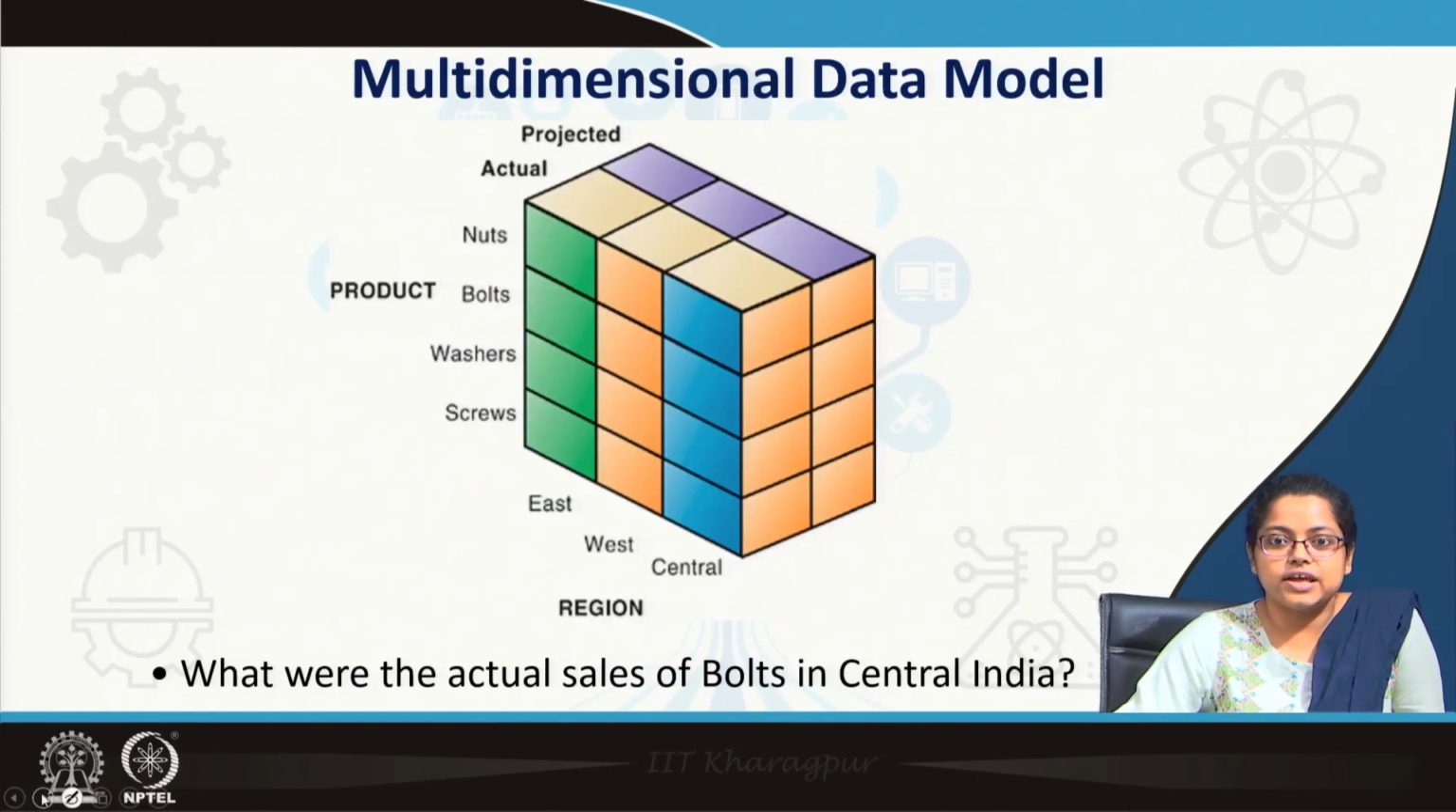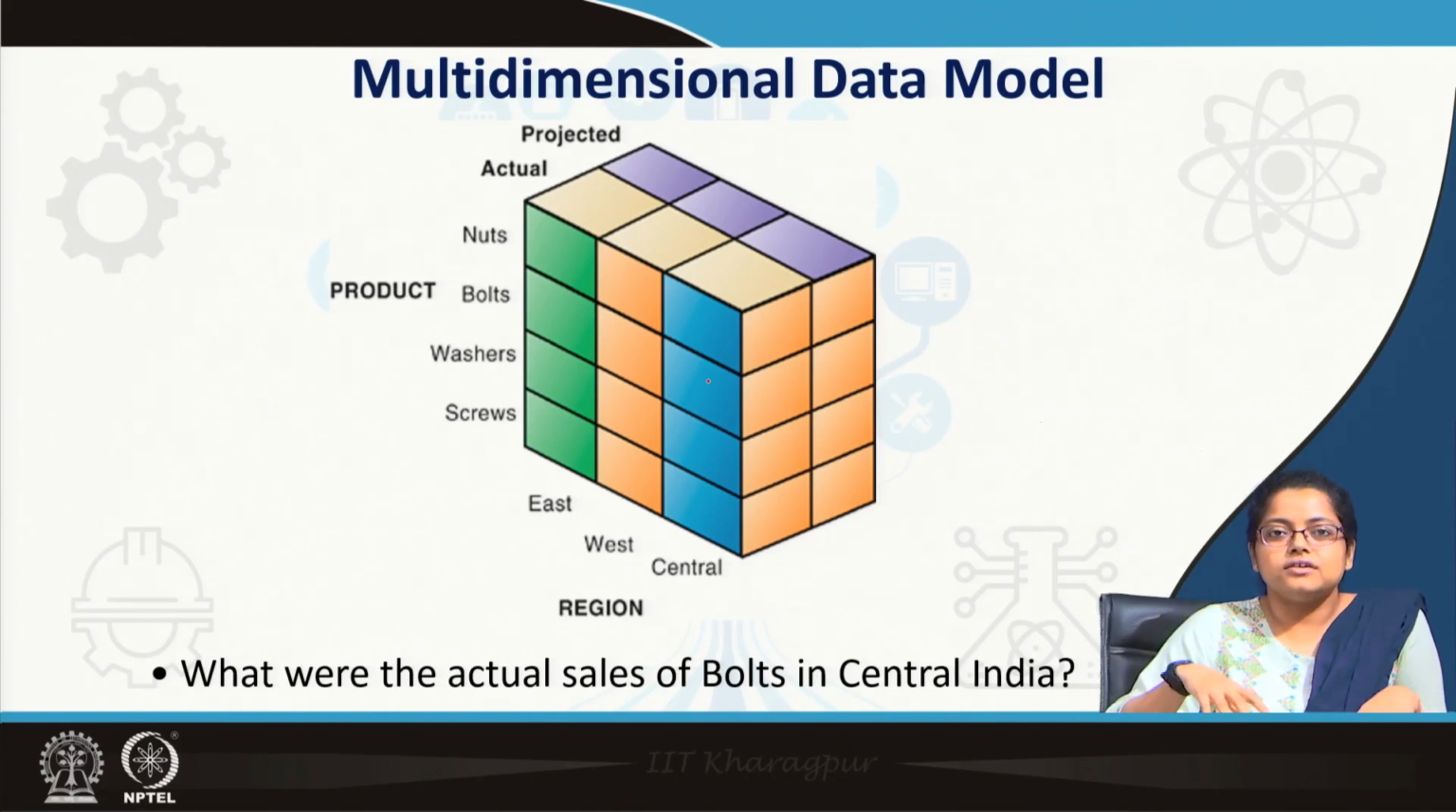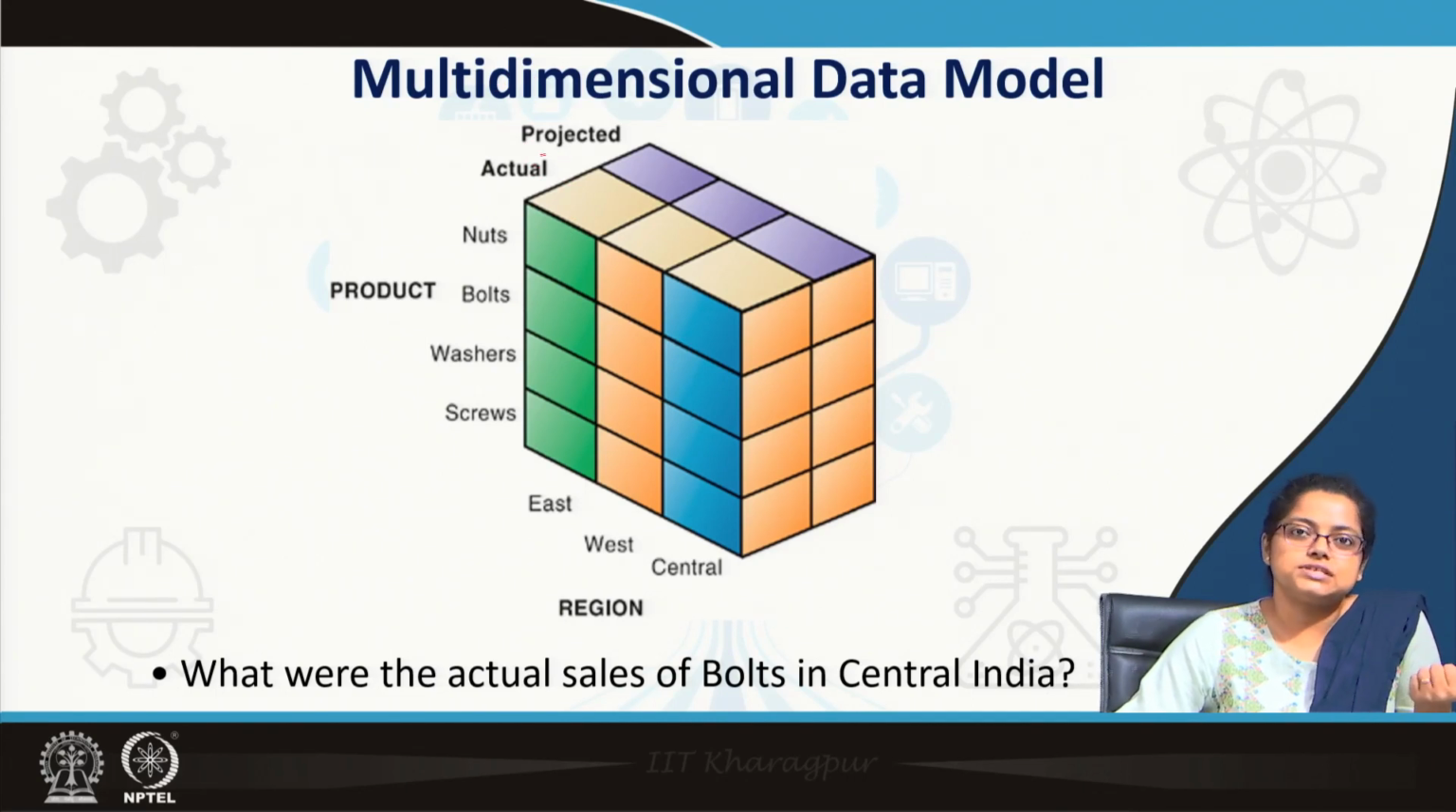Now we will see this with an example. Multi-dimensional data model. Here we see a data model with data pertaining to three dimensions as we had discussed. The three dimensions are product, which has four categories: nuts, bolts, washers and screws; region, east zone, west zone and central zone; and the third dimension is sales, the projected and the actual sales.